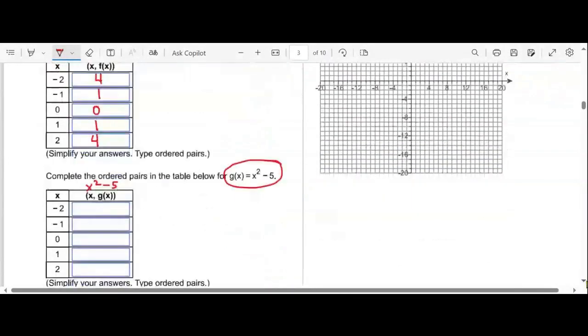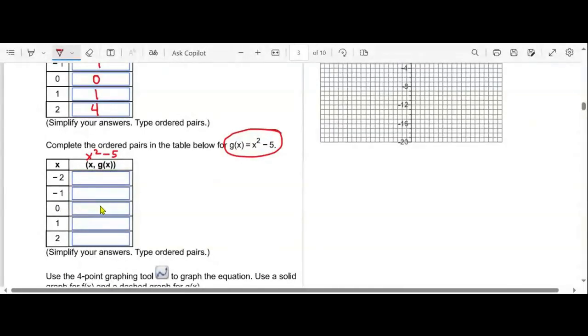Good. Now let's go for the second one. g of 0 is minus 5. g of negative 1 is minus 4. g of negative 2 is 4 minus 5, which is minus 1. g of 1 is minus 4. g of 2 is minus 1.